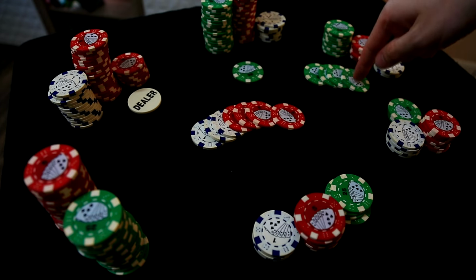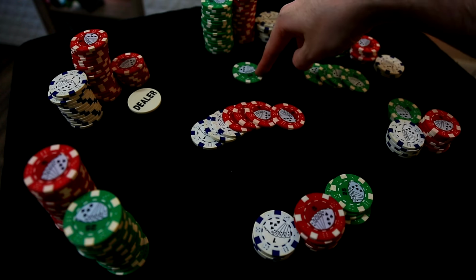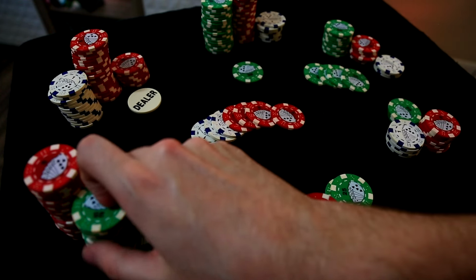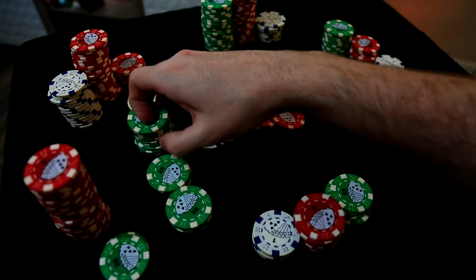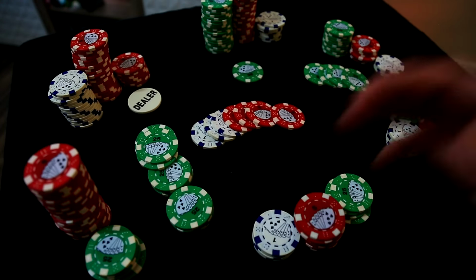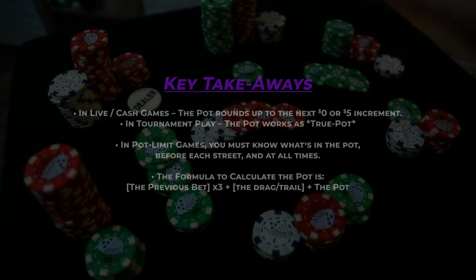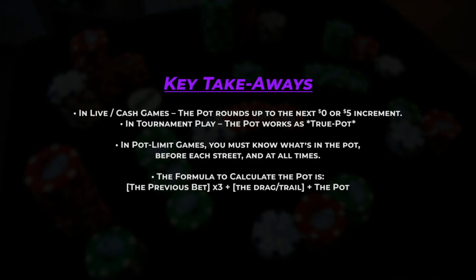This guy says pot. That's 1, 2, 300 plus this, 325, 350. The new bet is 350. The previous bet times three, plus the drag, plus what's in the middle. That's the formula for calculating the pot when someone says pot.